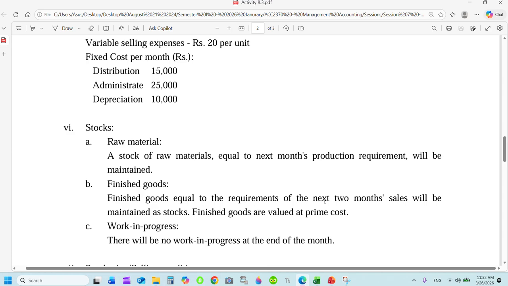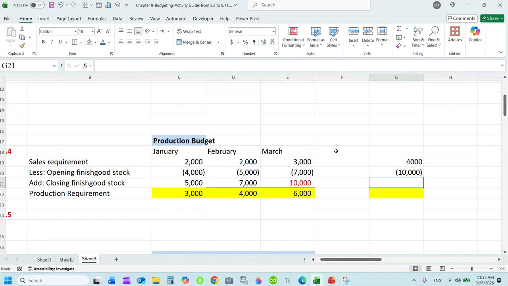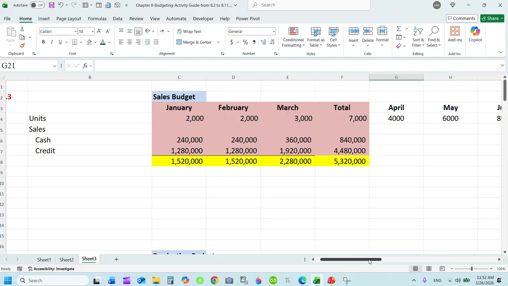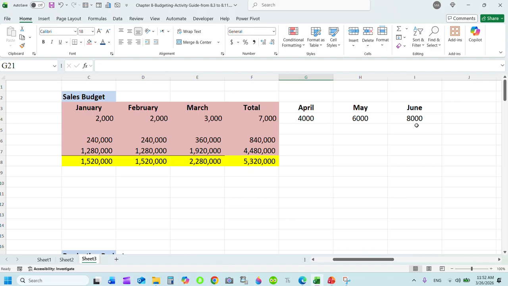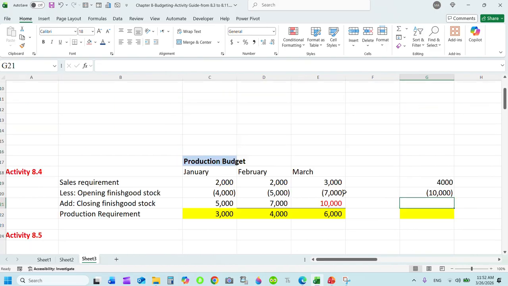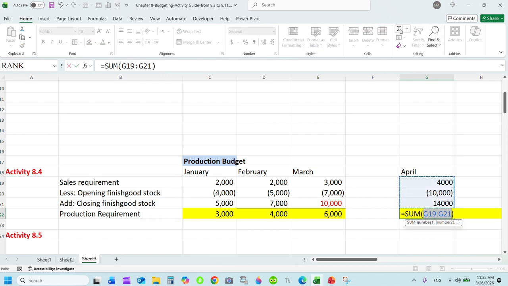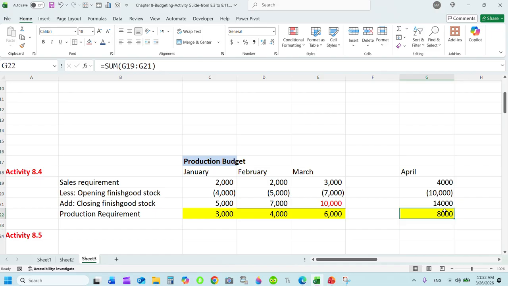Finished goods equivalent to the requirement of the next 2 months sales. Next 2 months sales means May, June, 14,000. So accordingly, closing stock requirement is 14,000. Accordingly, production requirement for the month of April is this much. This is the production requirement, 8,000.